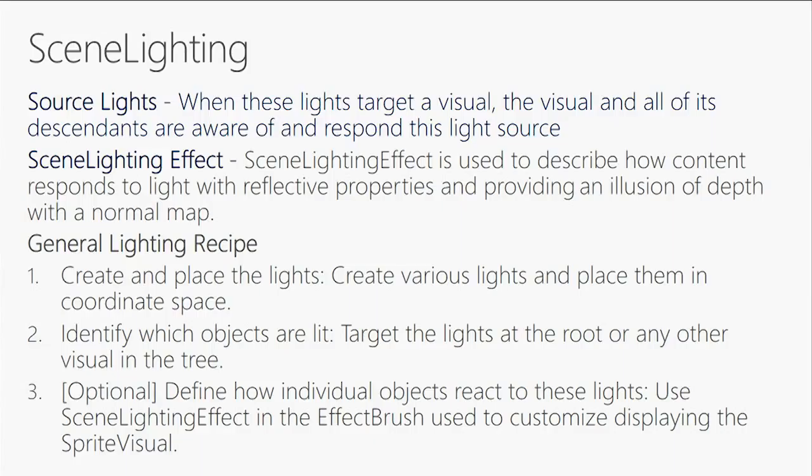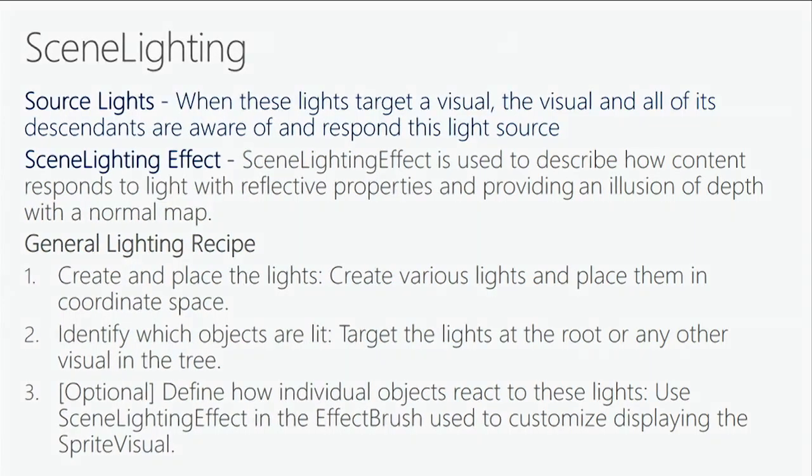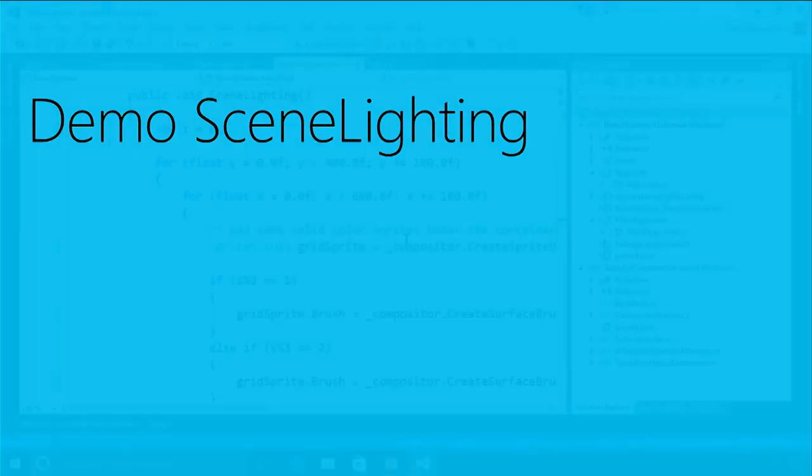A general effects lighting recipe is you create and place lights in coordinate space, then you target the lights. If you target the root, you get everything below that light. And then optionally, you can use the scene lighting effect to describe customized effects with an effect brush, like diffuse and specular properties. Chris is going to walk us through how you can set up a scene light and the minimal amount of code it takes to do it.